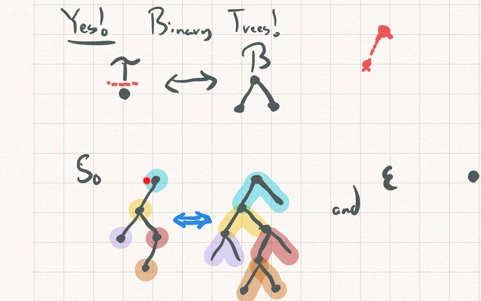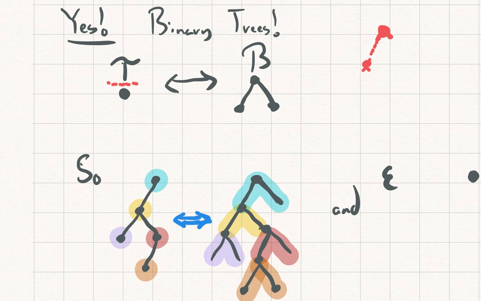This vertex corresponds to this bit of our balanced binary tree. Maybe we'll call it a structure just to give it a name. So this blue vertex corresponds to this blue structure. Then we append on to the left. Over here we appended a vertex; here we're appending a structure. So we plop that structure down.